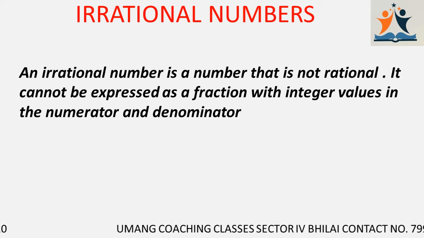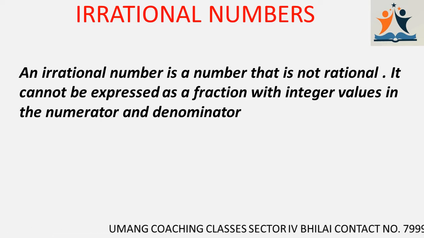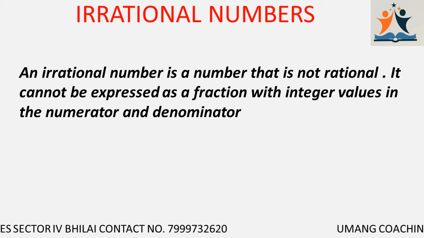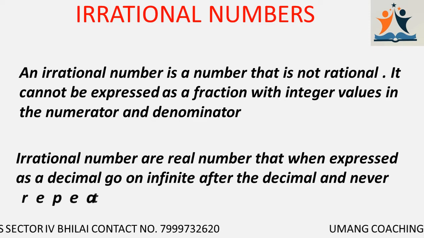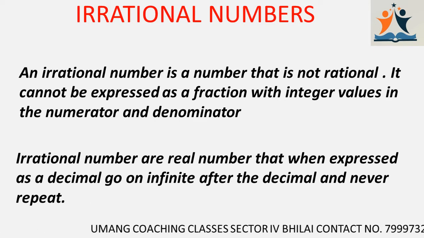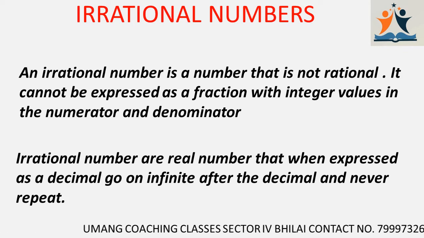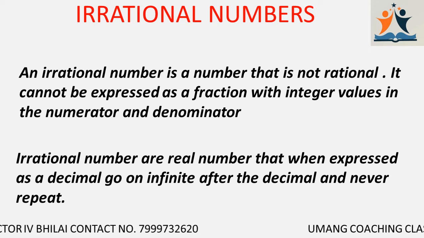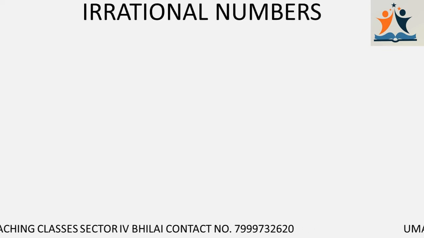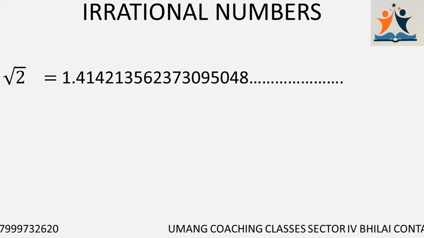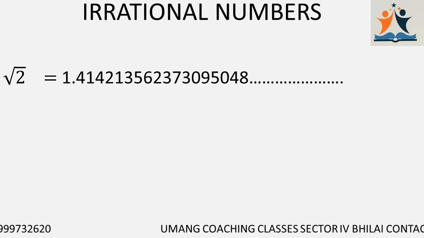So let's understand: any number which cannot be expressed in the form of a fraction. What are these kinds of numbers? Irrational numbers are real numbers that, when we express them as a decimal, go on infinitely after the decimal point and never repeat. We'll understand this with an example. Root 2. When we find out the value of root 2, what do we get?